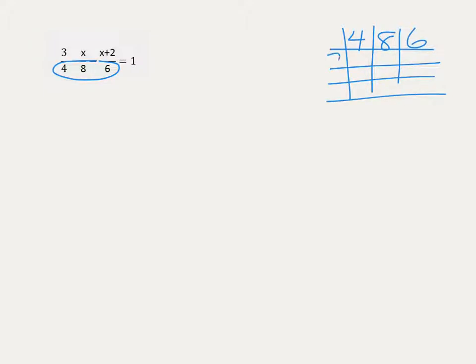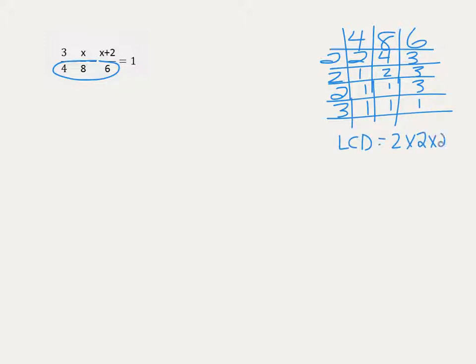We're going to start with a prime number of 2. 2 goes into 4 twice, goes into 8 4 times, goes into 6 3 times. Try 2 again. We get 1, 2, and 3. 2 one more time. 1, 1, and 3. And we're going to go to 3 and 1, 1, and 1. And our lowest common denominator in this case will be 2 times 2 times 2 times 3, which will give us a lowest common denominator of 24.